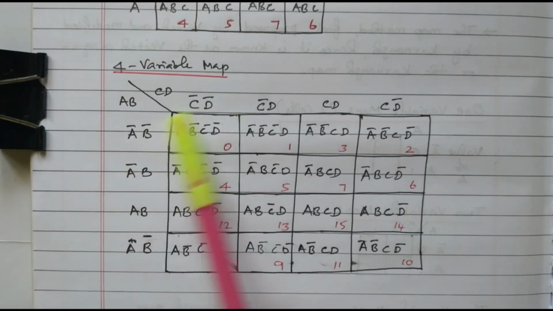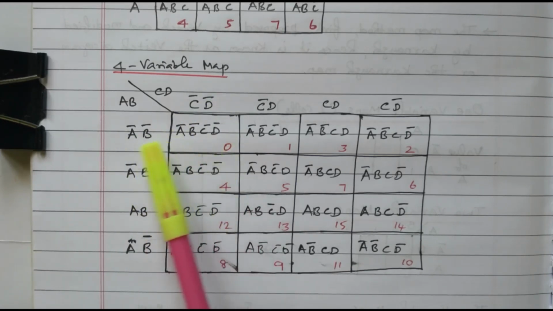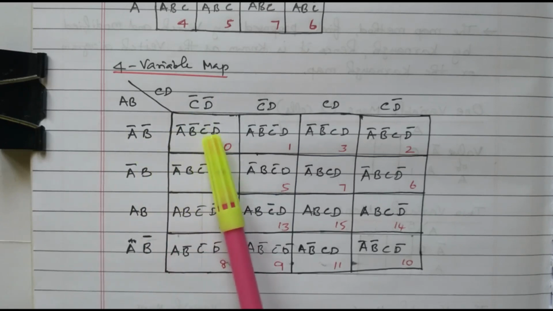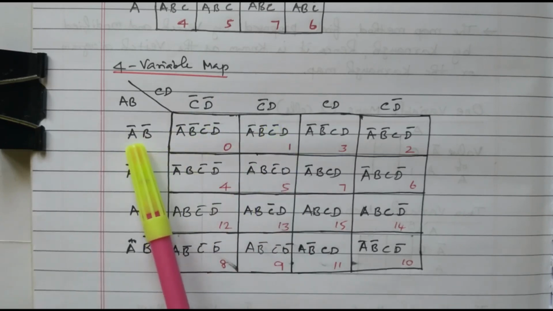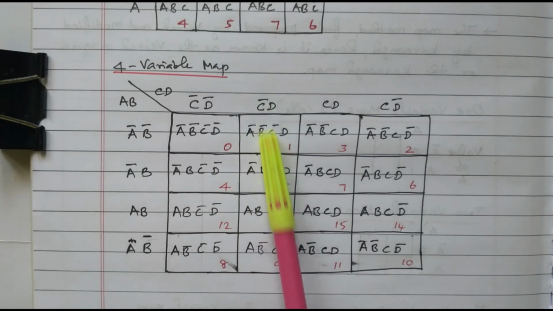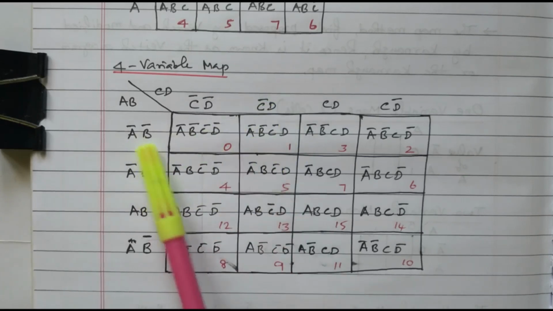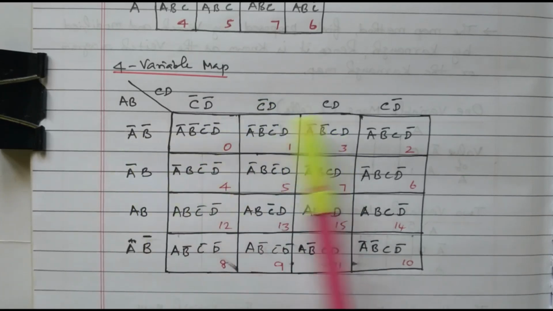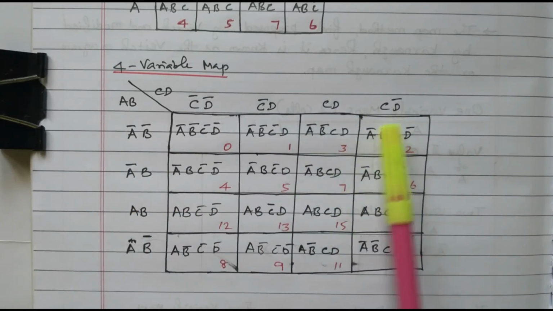You have to combine all these two: A bar, C bar, and D bar, C bar, D bar. A bar, B bar, C bar, D bar. This one. What about this cell? A bar, B bar, then C, D bar. You have to write these two terms. For this cell, you have to write this one and this one: A bar, B bar, C, D. For this one, A bar, B bar, C, D bar.